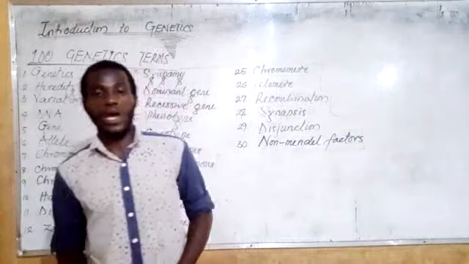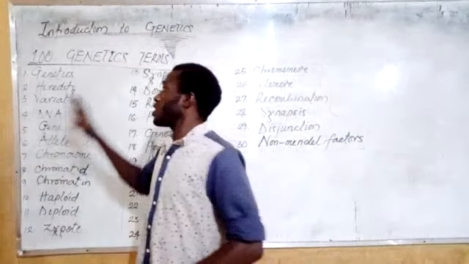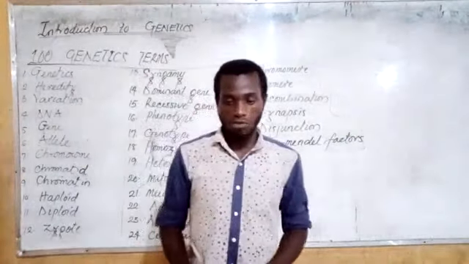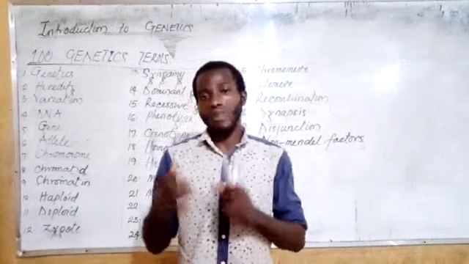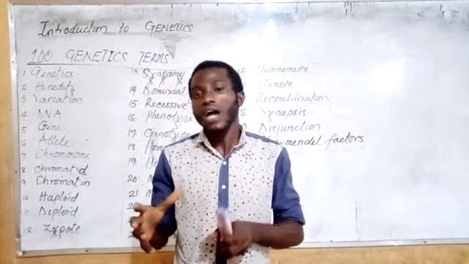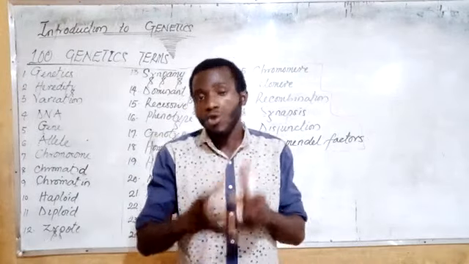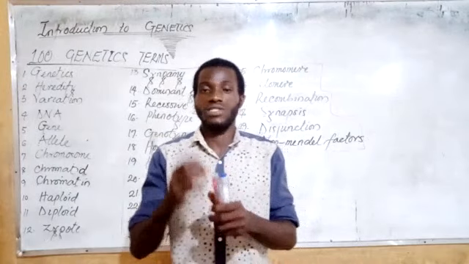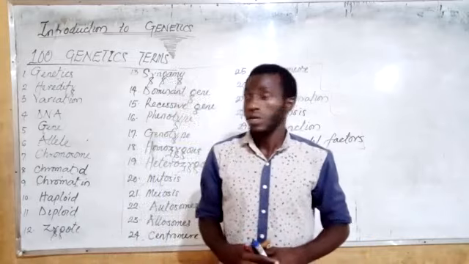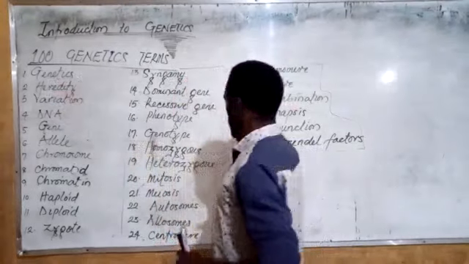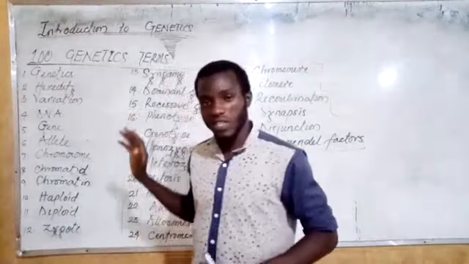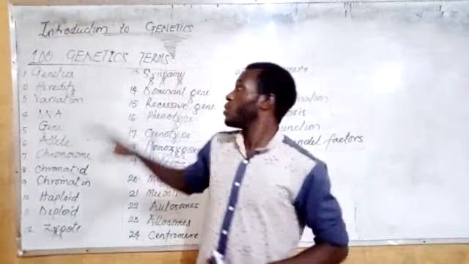In this video we are going to be considering 100 genetics terms. You see, genetics is a branch of biology that has its own jargon, which you must understand in order to have a good conceptual grip of this branch of biology. So we're going to be starting with the first 30. Now we are starting with 30 because of the limitedness of space.